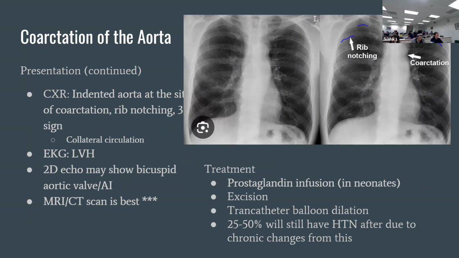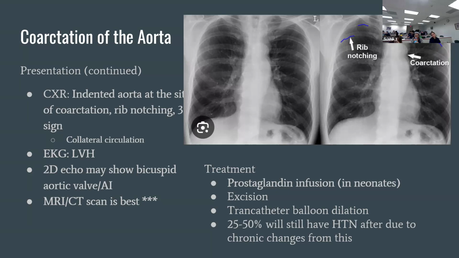You may see that on chest x-ray right here, where it's pointing to, so it's notched here. And you also may see rib notching. Rib notching occurs because the subclavian supplies blood to the intercostal arteries.